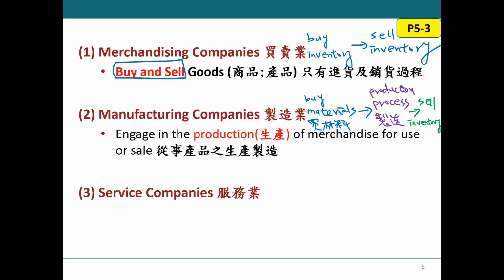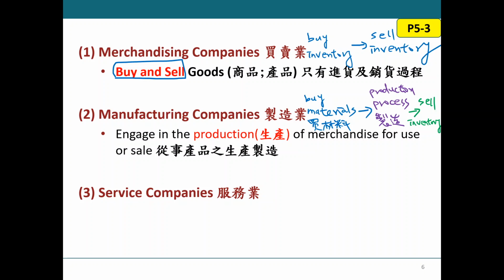Okay? So it's quite different. Manufacturing company, you will put the material into production process, then try to produce your inventory. After your inventory comes out, then you could sell it to customers. Like what? Like an Apple company.